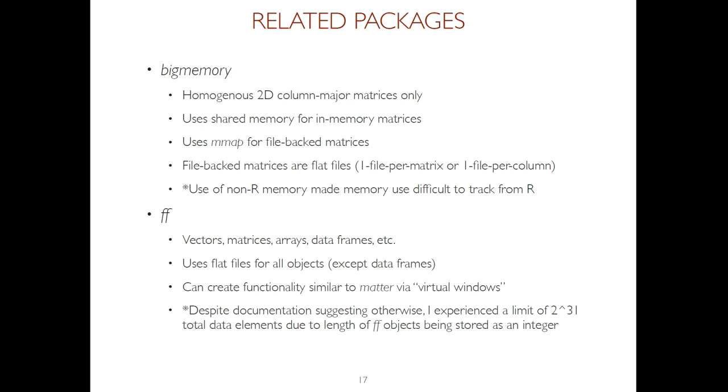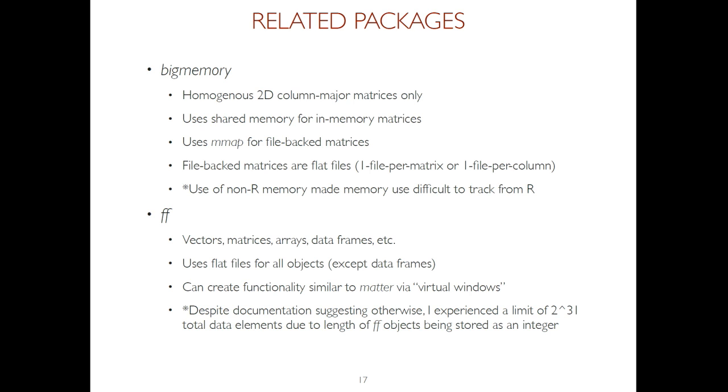The file-backed matrices are flat files, so basically starting with the first data element and going in sequence straight through to the last data element. I'll note that since Big Memory uses its own memory management, it doesn't allocate memory using the standard R methods of allocating memory. It was difficult to track exactly how much memory Big Memory was using. I couldn't actually find a way to do that from R, so if anyone has any suggestions on that, please let me know afterward.